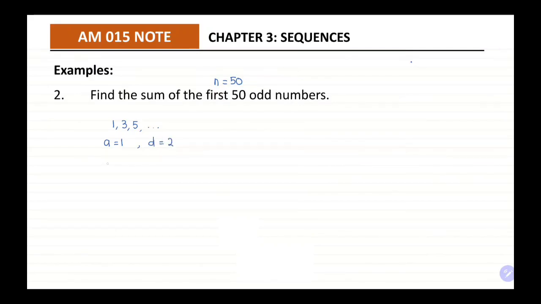Okay, now we want to find the sum of the first 50, so S50. The formula for S50: n over 2, so 50 over 2 times (2a, a is 1, plus (n minus 1)). N is 50, 50 minus 1 is 49, and d is 2. Then we solve. We get 50 times, cancel out the 2, then (1 plus 49). Then we get 2,500.